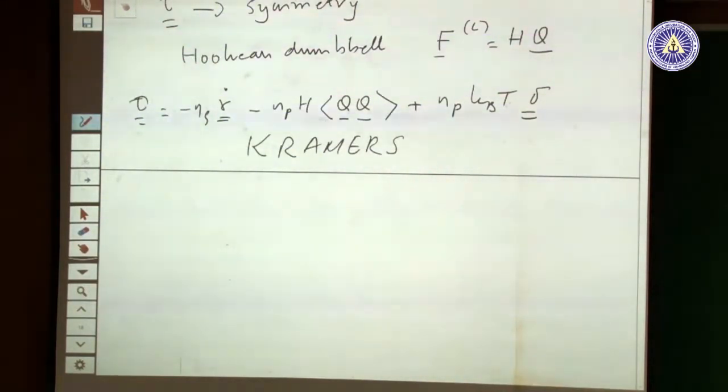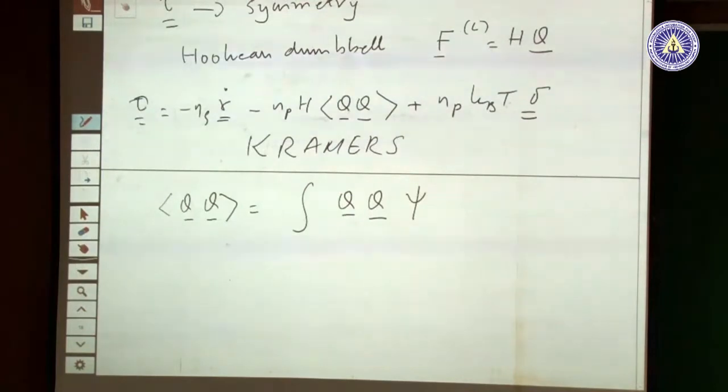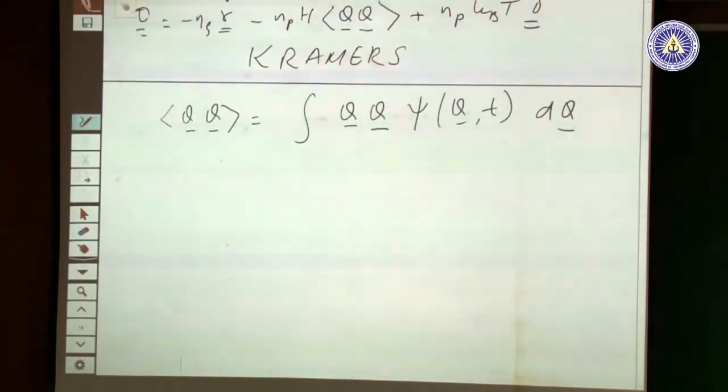But what does this tell us? If you want to know what this macroscopic stress tensor is, then we need, because what is QQ average? It is integral QQ psi of q comma t dq. So, in order to evaluate this average, I need to know this non-equilibrium distribution function psi as a function of q and t. So, that is given by something called the diffusion equation.